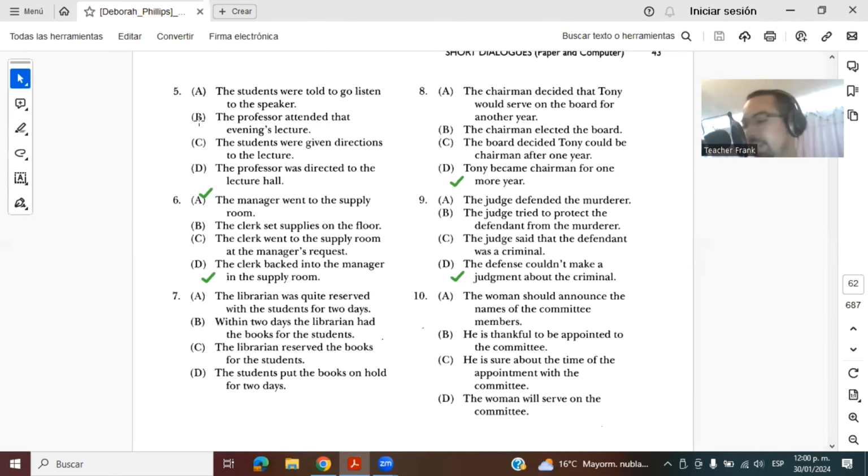Okay, number 5 is going to be A. The students were told to go listen to the speaker. Number 6 is C. The clerk went to the supply room at the manager's request. Number 7 is D. The students put the books on hold for 2 days. Number 8 is D. Tony became chairman for 1 more year. Number 9 is C. The judge said that the defendant was a criminal, right? A murderer. And number 10 is D. The woman will serve on the committee.